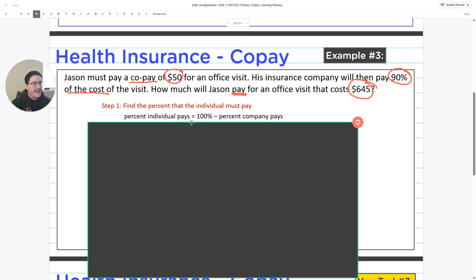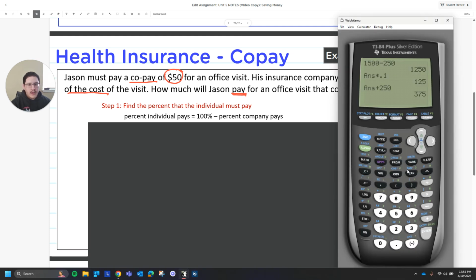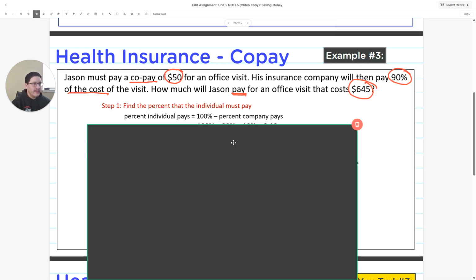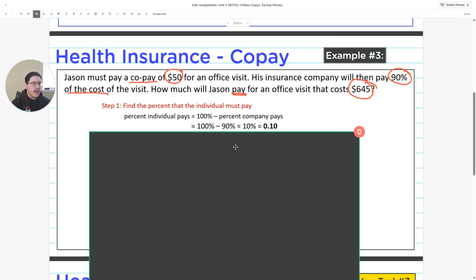Percent the individual pays equals 100% minus what the company pays, which is 90. We've done this before, but I'll go through it again. 100 minus 90 is 10%. Then change that into a decimal by either moving the decimal point to the left twice or dividing it by 100. Either way, 0.1 is the decimal form that he will be using, or that he will be paying, 10%.